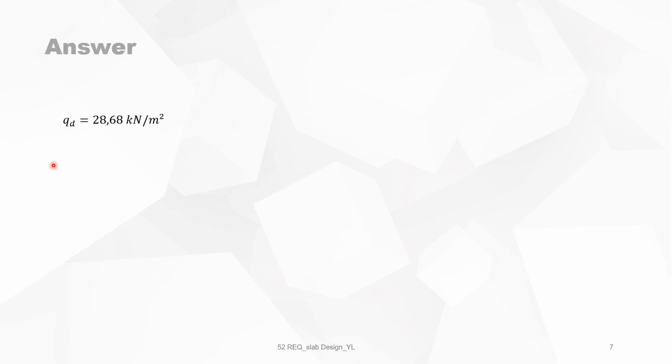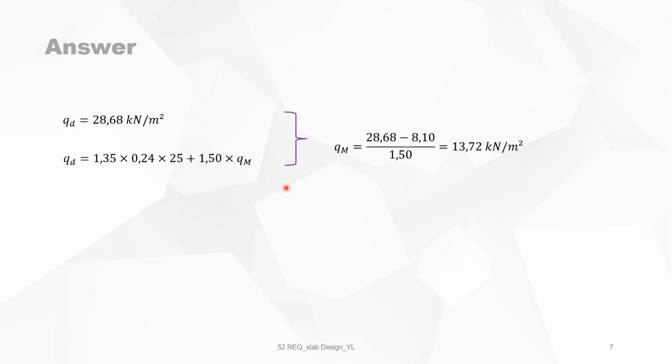The load is then 28.68 kilonewton per square meter in ULS persistence, but the load is defined as 1.35 times the dead load or proper weight plus 1.5 times the mobile load. And out of those two, we get that the mobile load is equal to 13.7 kilonewton per square meter.